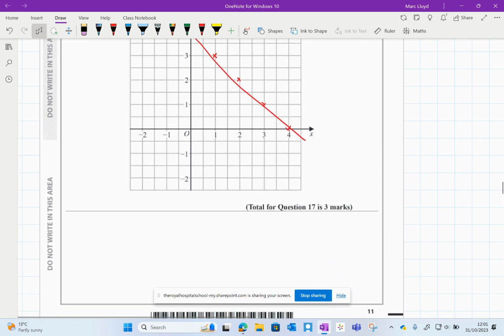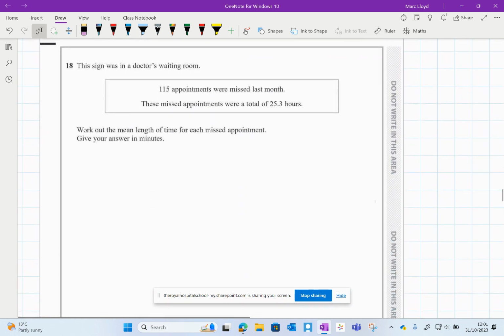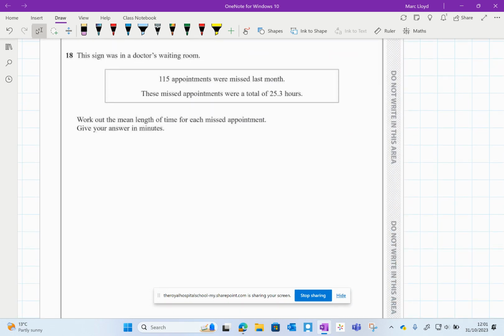Okay, 17 is done. I didn't time this one either, so I'm just going to have to guess. I'll have a look after I've done question 18. This sign was in a doctor's waiting room. 115 appointments were missed last month. These missed appointments were a total of 25.3 hours. Work out the mean length of time for each missed appointment. Give your answer in minutes.